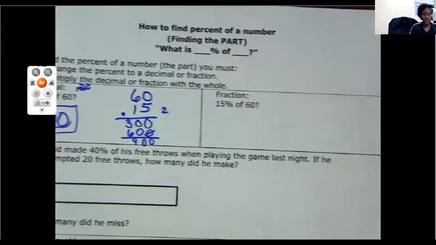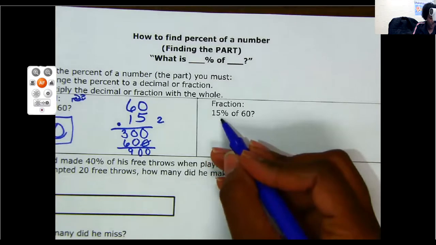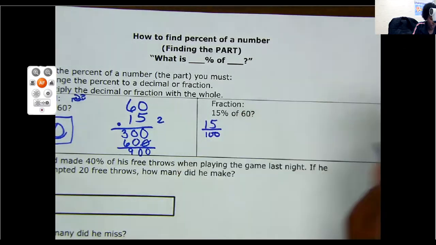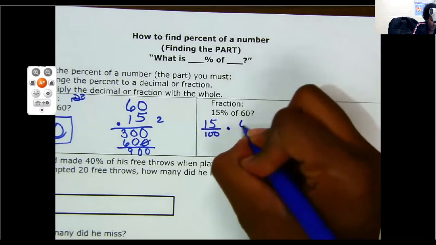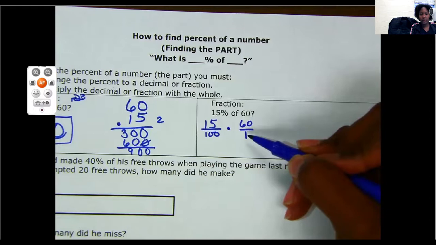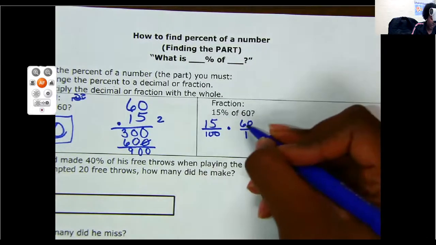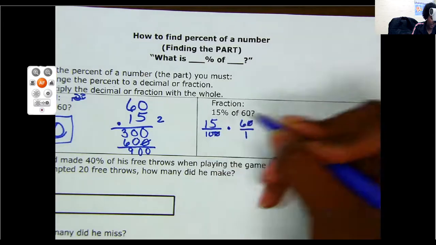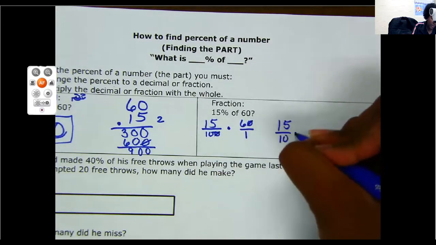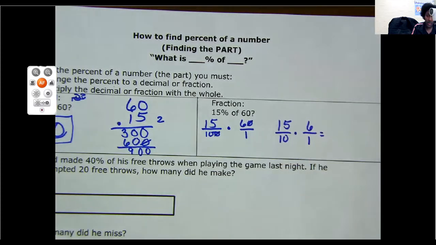Let's say I wanted to do it as a fraction. How do I put a percent as a fraction? I put it over 100. And I'm multiplying that by 60 over 1, because a whole number, you put it over 1. I can cross simplify this. Both of these end in a 0, so that means I can simplify it by 10. So I'm going to do now 15 over 10 times 6 over 1. That makes it a little bit better for multiplying.